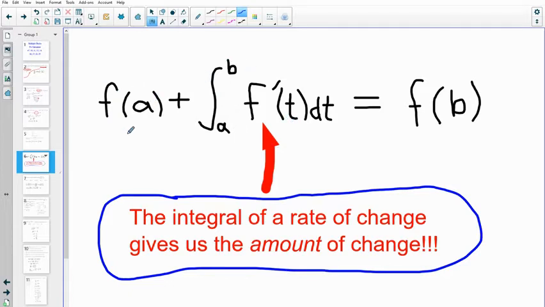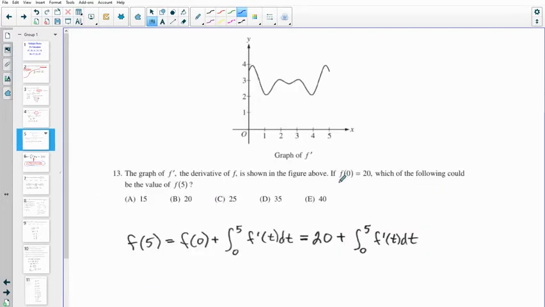So here's where it was at time a. This is how much it changes between a and b, and this is how much it is after the change has happened. And so for something like this, where they give me the value of this function at time equals 0, they want to know the value of this function at time equals 5, and I'm given a rate function between 0 and 5. This is what I'm thinking.